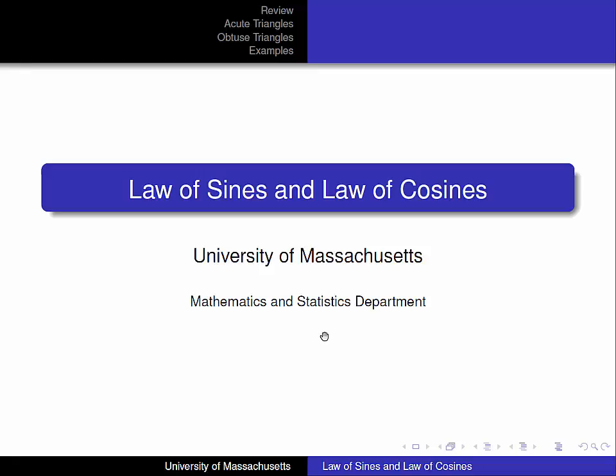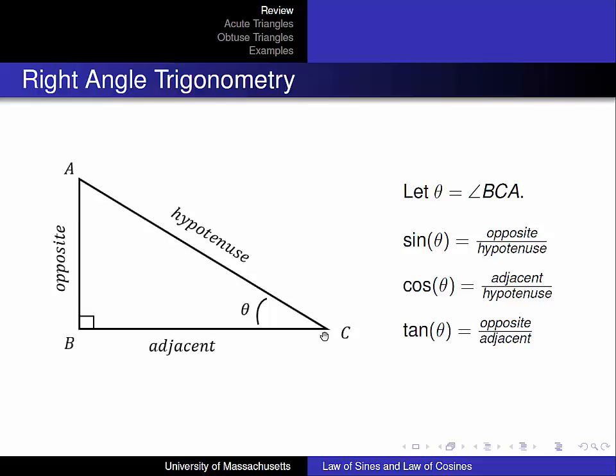In this video, I'm going to review the law of sines and the law of cosines. To start off, I'm just going to review a little bit of right angle trigonometry. Given a triangle ABC, I'm going to let angle C be theta. We then know that sine of theta is opposite over hypotenuse, cosine of theta is adjacent over hypotenuse, and tangent of theta is opposite over adjacent. So, given this right angle triangle, we know how to solve for the different angles and sides of it.